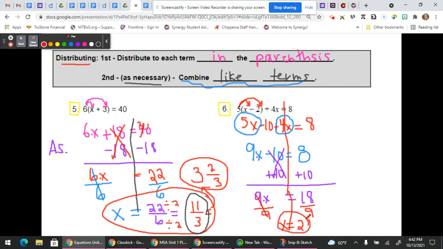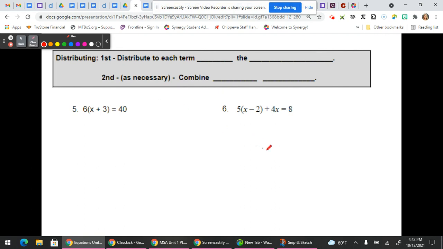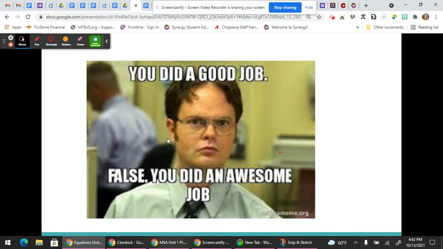Wow. Thank you so much for holding in there with me. We have finished page 4. So we just did 6 questions that are pretty challenging. So what I want to do is clear this. I'm going to take a peek. And here, again, we're going to skip the rest of those. But it said, you did a good job. False. You did an awesome job. Okay, so there is Dwight, and he says that you did an awesome job.